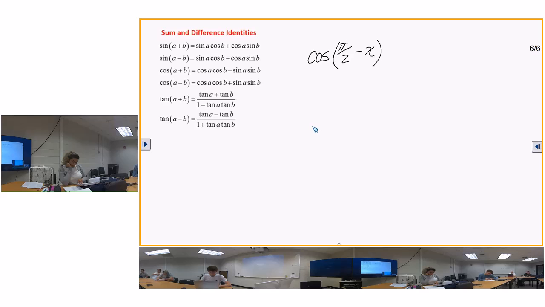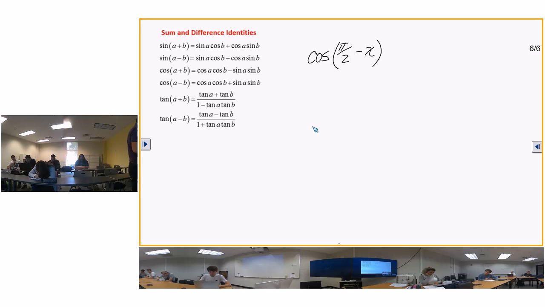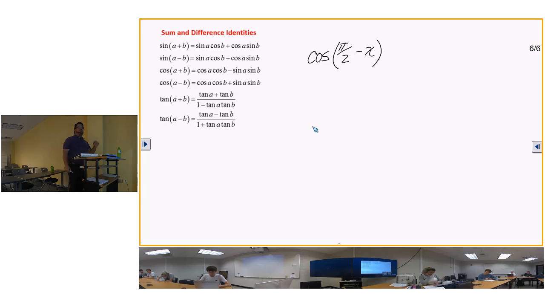So that would be cosine of A minus B. So go ahead and do that. Cosine of A minus B. So that'd be cosine of A times cosine of B plus sine of A times sine of B. Basically, you're just plugging in what? Plugging and chugging based on the special angles.